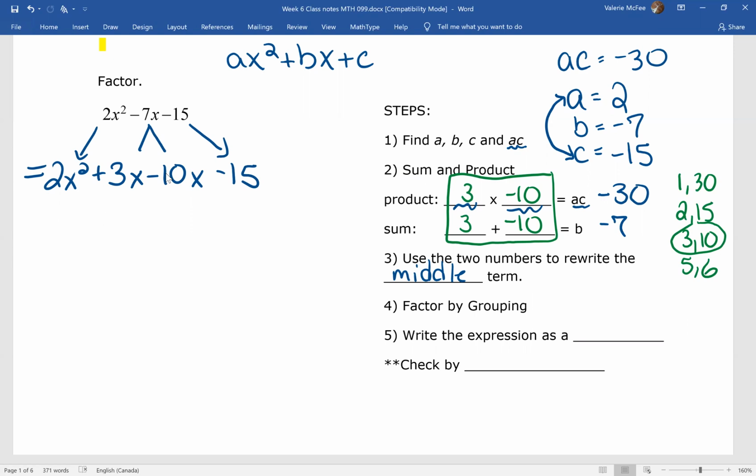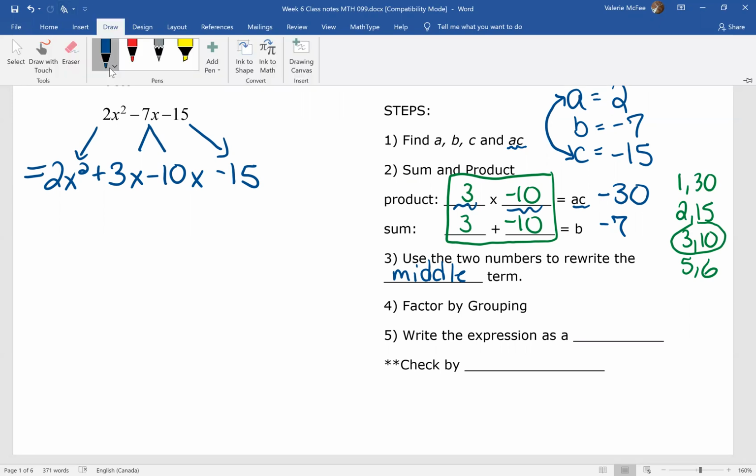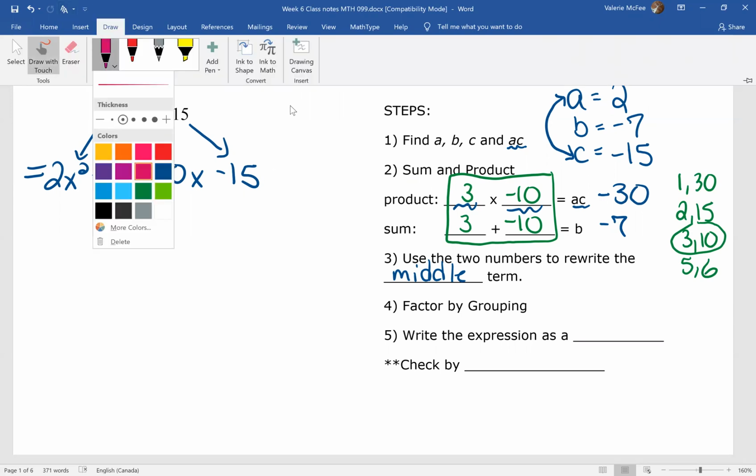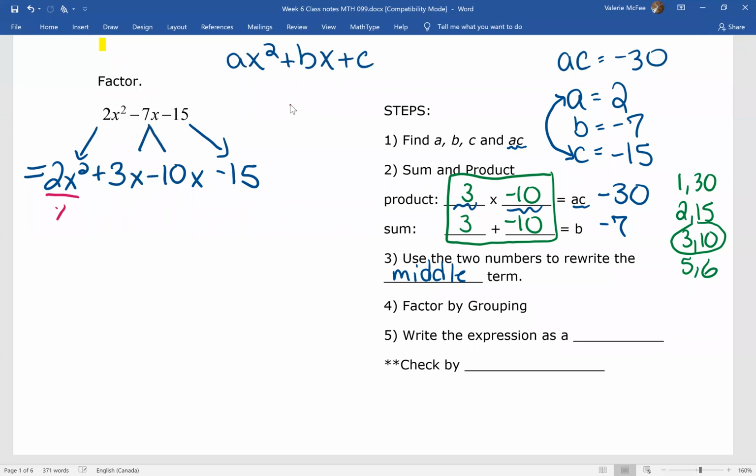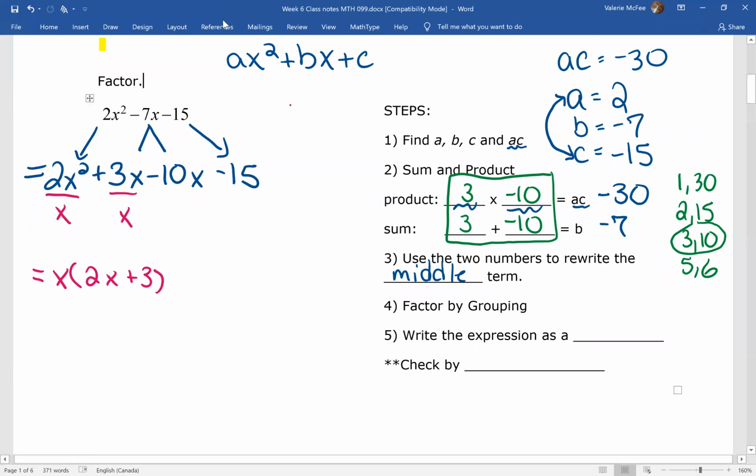Now this should look familiar to you. We have 4 terms. Now we can factor by grouping. I hope you've been practicing factoring by grouping. I see that x is common in the first 2 terms. When I look at the last 2 terms, I see that 5 is common. But because there's a negative sign here, I know that I want a factor of negative 5.